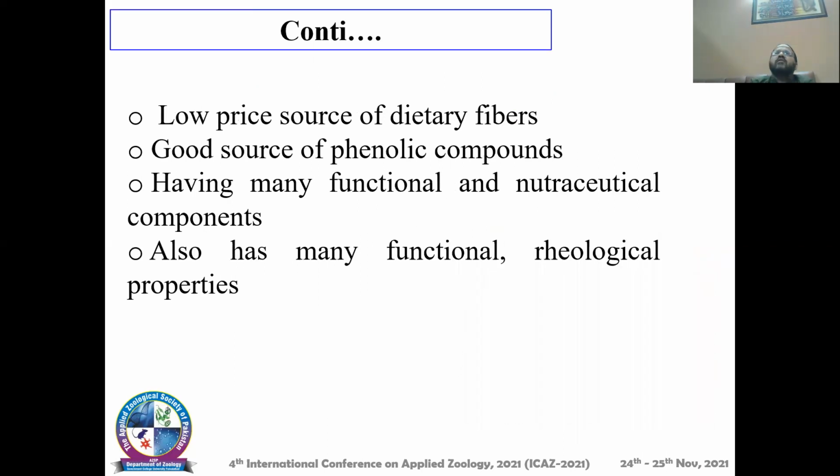So it's a low-price dietary fiber. You can call fiber a dietary fiber. It's a good source of phenolic compounds, having many functional and numerous nutraceutical properties, and also many functional and rheological properties. Maize bran.